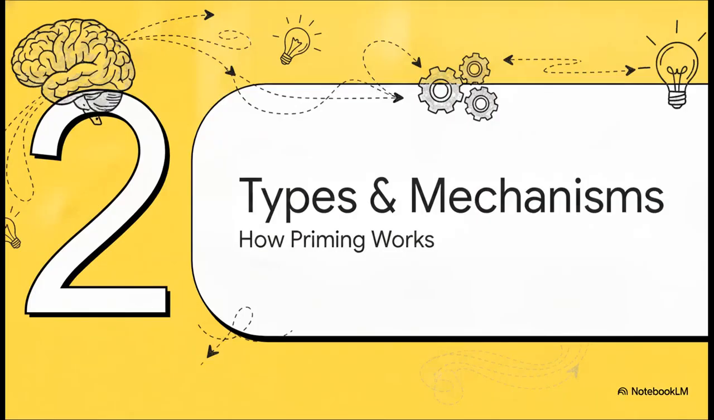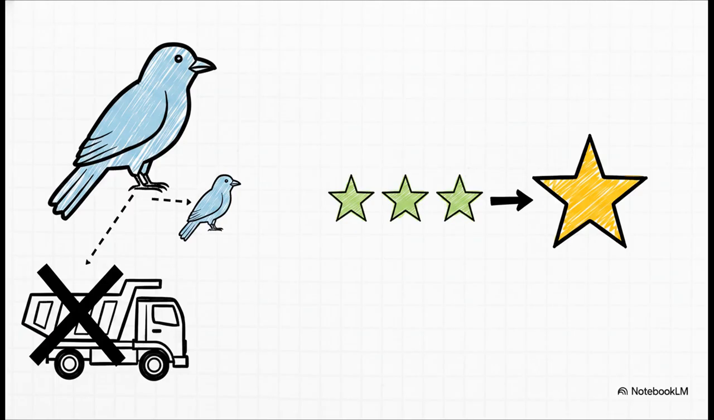Moving on to Section 2, Types and Theoretical Mechanisms. Now that you've literally felt it happen in your own brain, let's look at the specific psychological mechanisms that govern how these unconscious associations are actually formed. There are a few key variations we need to know. First up is semantic priming. This happens when related concepts activate one another. For example, if you hear the word bird, your brain is immediately prepped to recognize the word sparrow, way faster than if you had just heard the word truck.